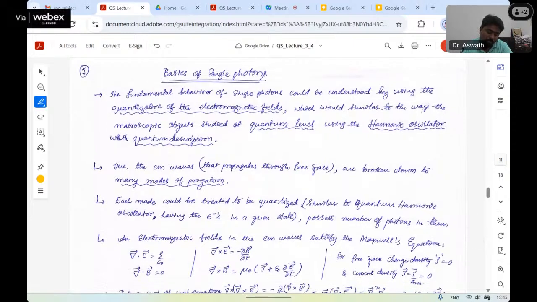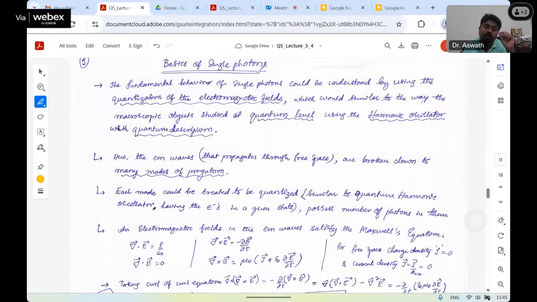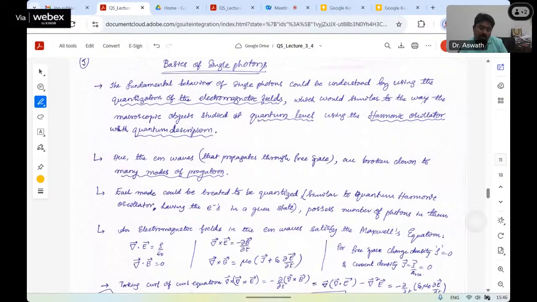Okay, so now that means I can bring the harmonic oscillator idea here to represent electric field vector oscillation and magnetic field vector oscillation. That is what I will try to do. Let's use that.